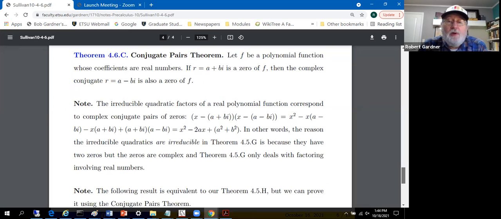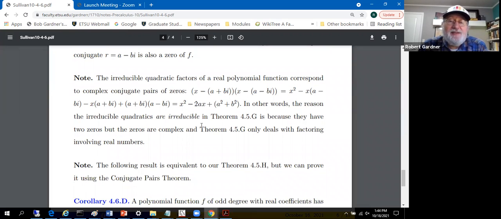So the reason these irreducible quadratics are irreducible is because the two zeros that they do have are complex. And in theorem 4.5, we were only dealing with real numbers. Remember, it's the previous section, and complex numbers were off the table in that section.